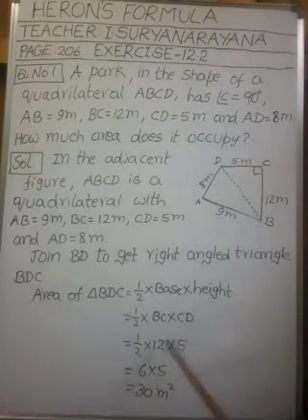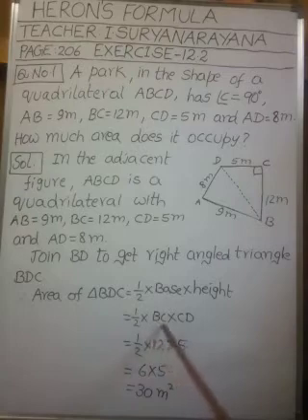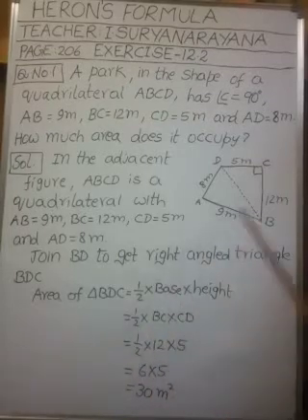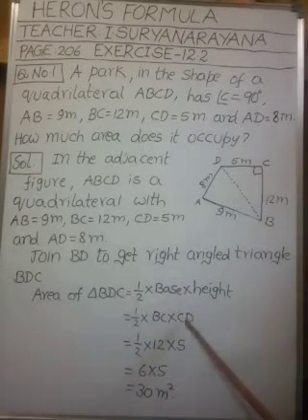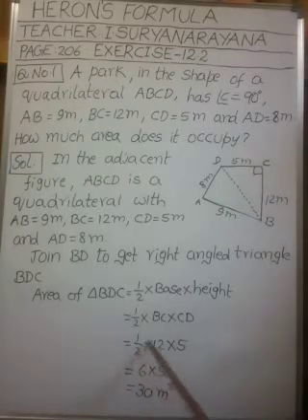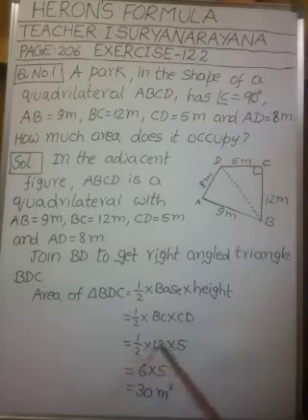So in this formula, we are substituting the lengths of BC and CD line segments. That is equal to half into, what is the length of BC? 12, into what is the length of CD? 5. Understood this step, my children? That is equal to, we are striking out these two numbers, two ones are 2, 6 times.